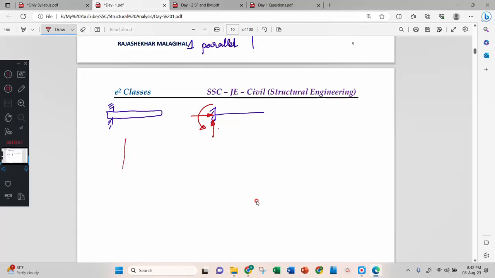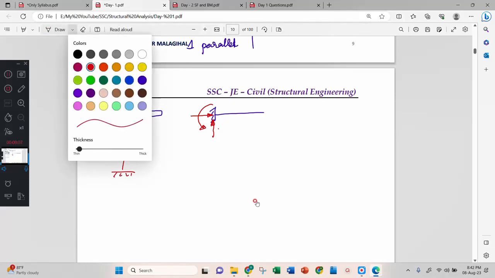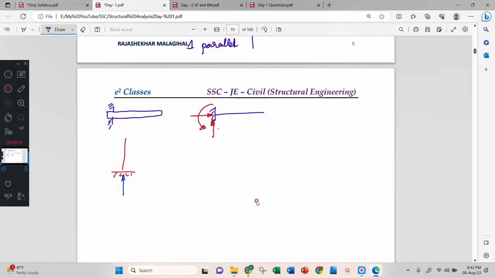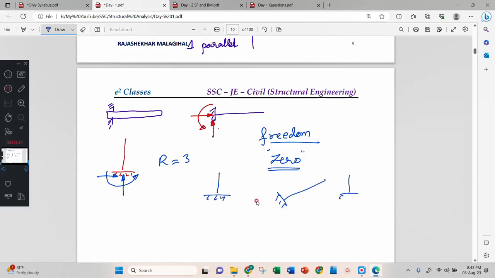Fixity may be like this also. In this case also, you will be having perpendicular to the surface, parallel to the surface, and rotation. Three reactions will be there. Correct? Then what about freedom? Zero freedom is there. There is no freedom for the fixed support. Notation, only one notation we have. Just we will show it like this. This is your fixed support.